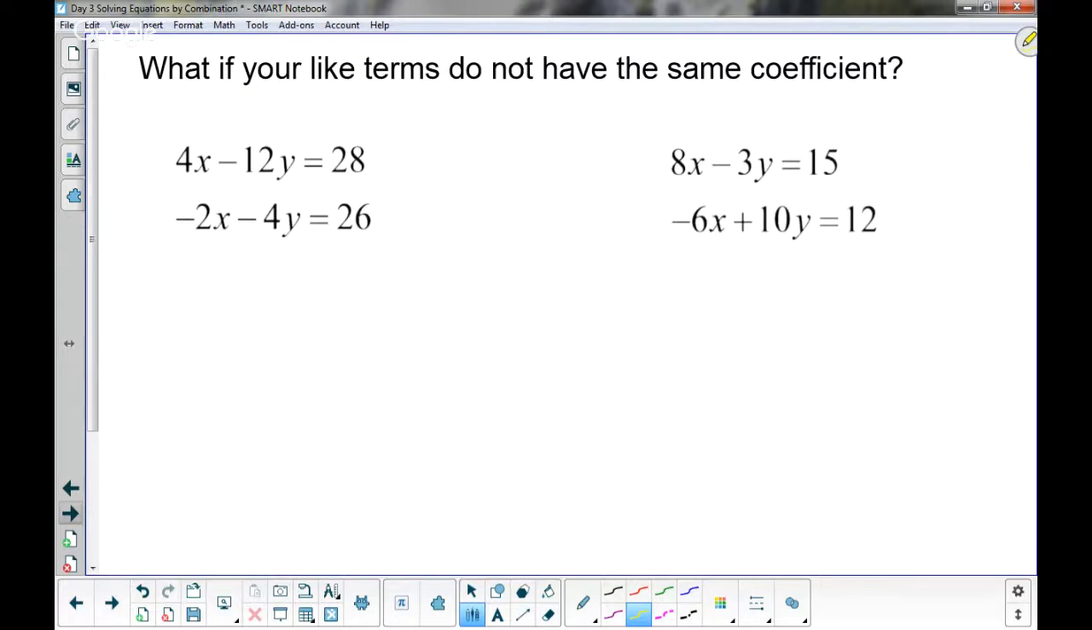Let's do a couple more. So what happens if we do not have the same coefficients? What happens if they're not easy to see? So let's look at the first one. We have 4x minus 12y equals 28, and -2x minus 4y equals 26.